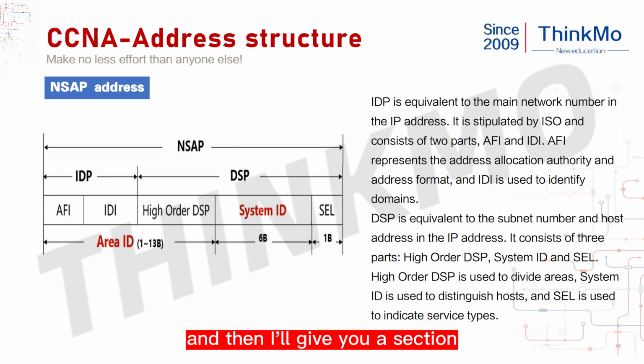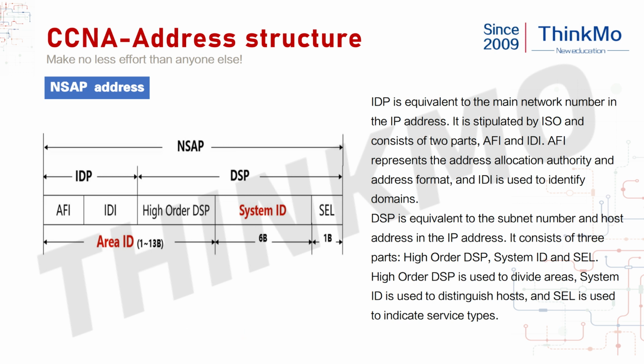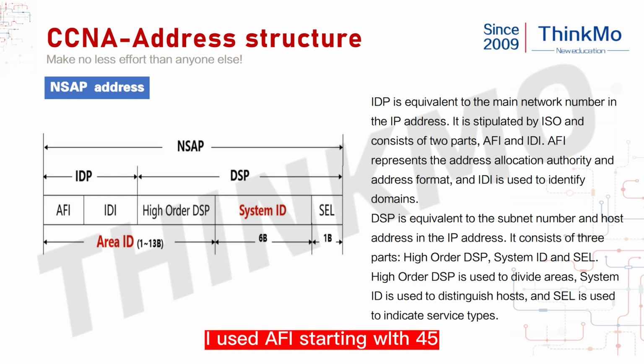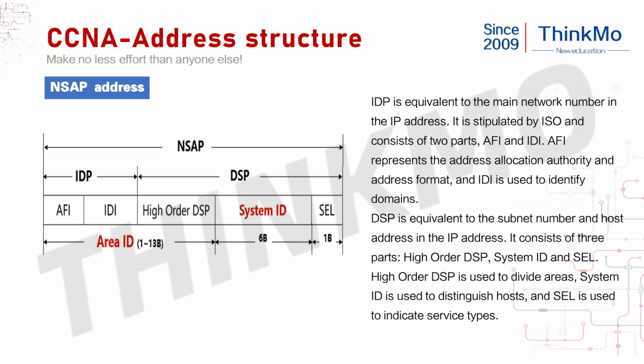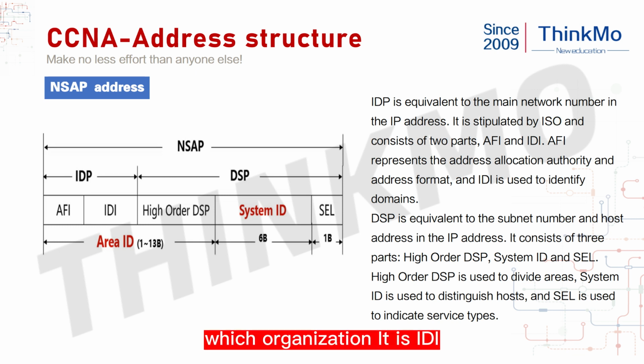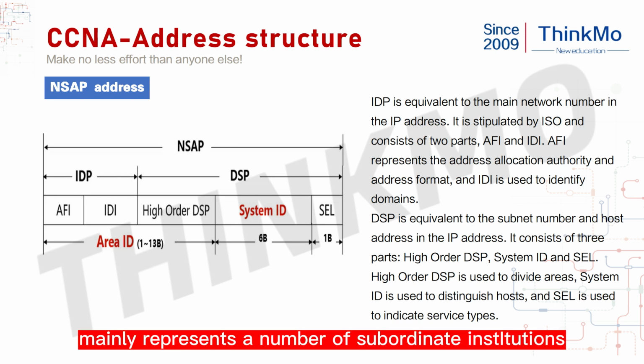And then they would give you a section. Take for example the United States. I used AFI starting with 45. So we assign 45. It belongs to the United States government. AFI identifies which organization it is. IDI mainly represents a number of subordinate institutions.